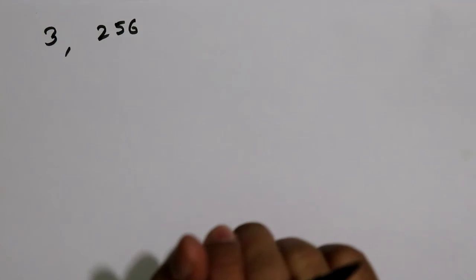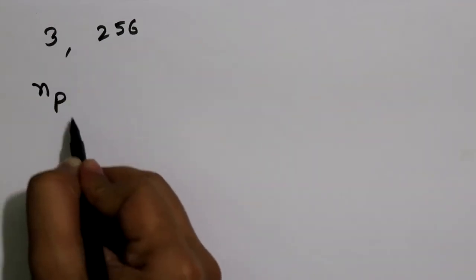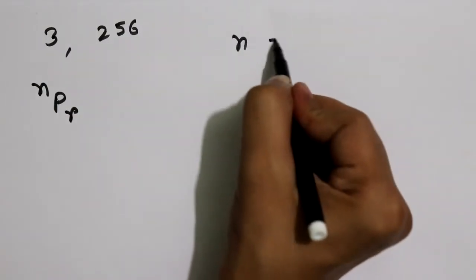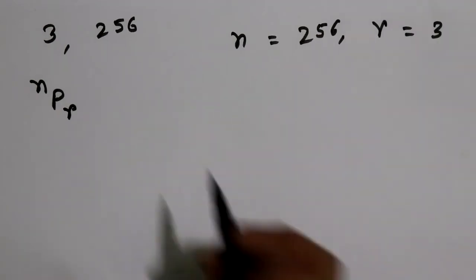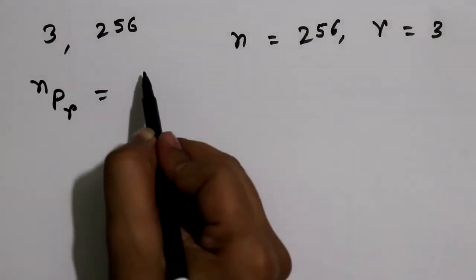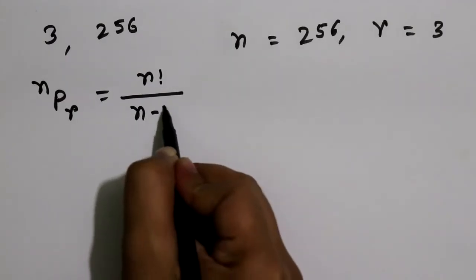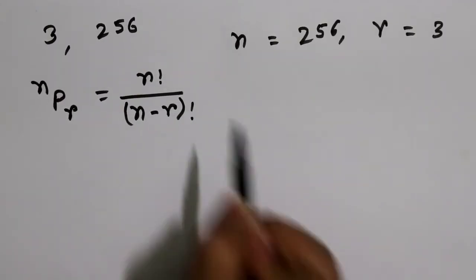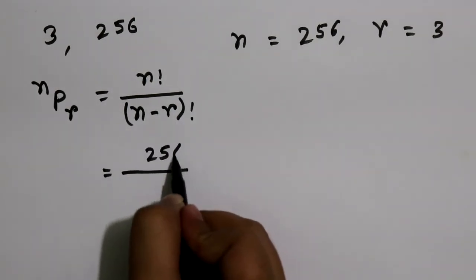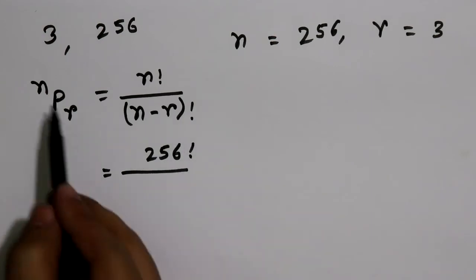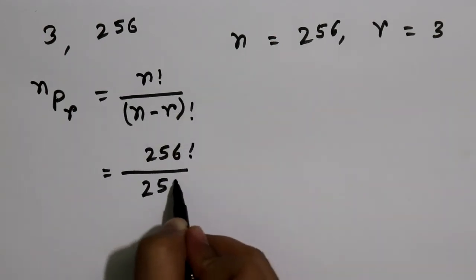Now if we apply permutation on this, we can write it as nPr. Here n equals 256, r equals 3. As we know, nPr is equal to n factorial divided by (n minus r) factorial. So here it is 256 factorial, and below this 256 minus 3, that means we have 253 factorial.